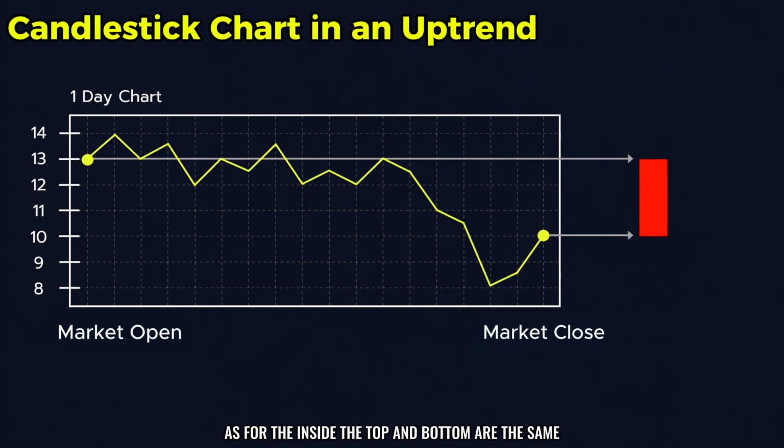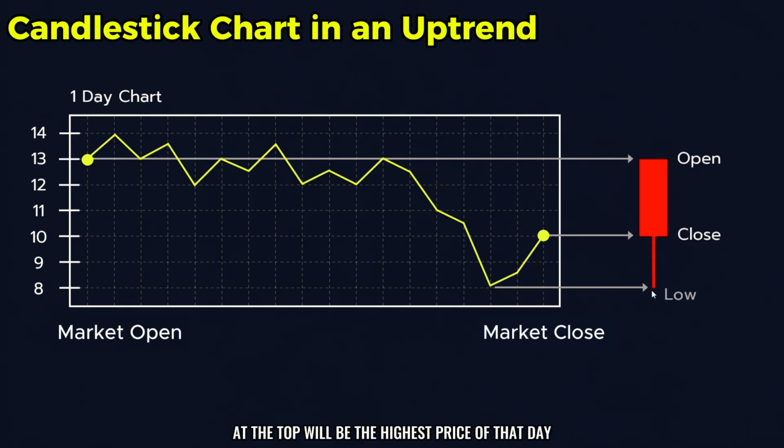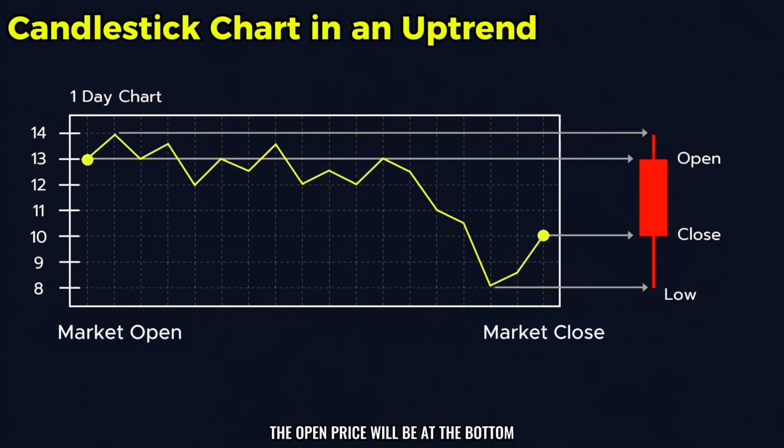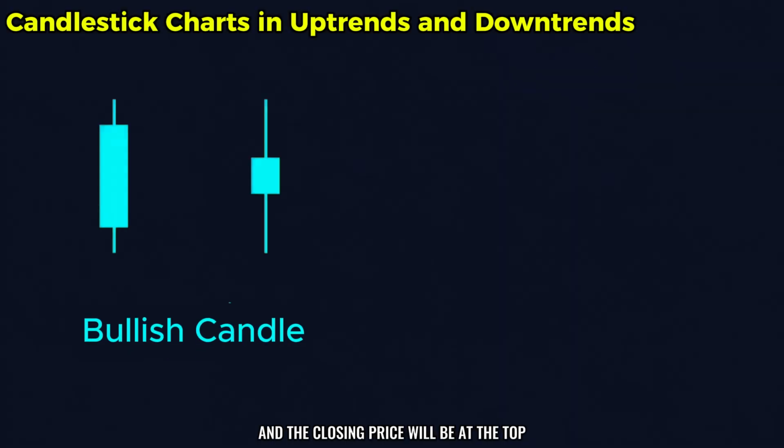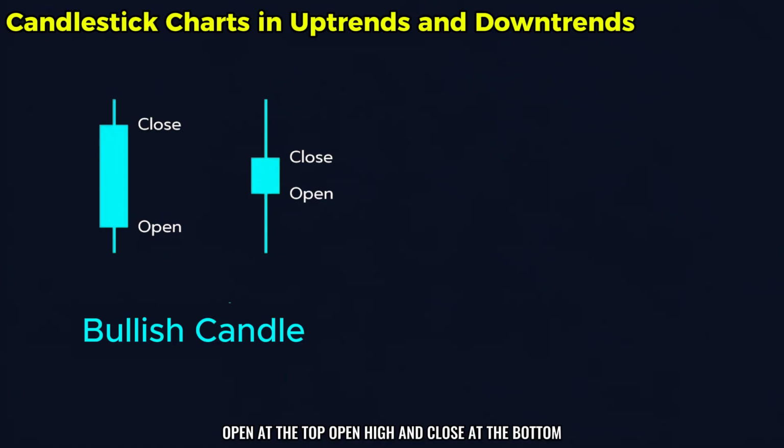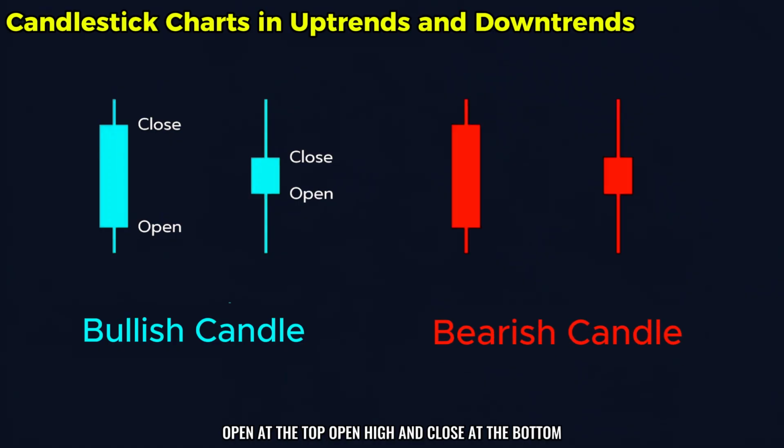As for the wicks, the bottom will be the lowest price of that day, and the top will be the highest price of that day. Now, to sum up a little bit, the uptrend candle will be green. The open price will be at the bottom, and the closing price will be at the top. This indicates that that day the stock rose. And if it is a downtrend candle, it will be red. Open high at the top, and close low at the bottom.